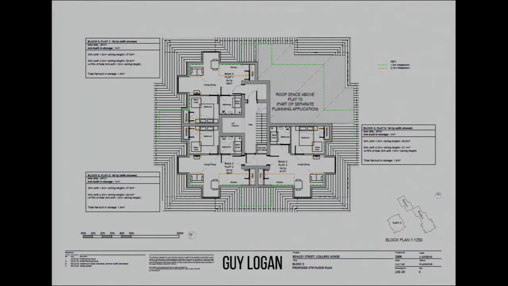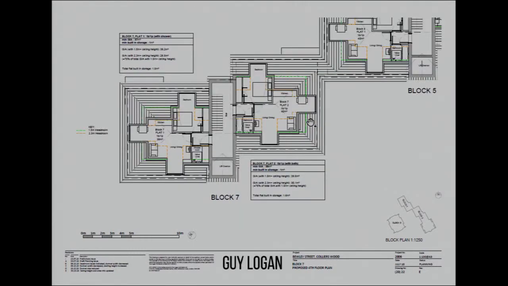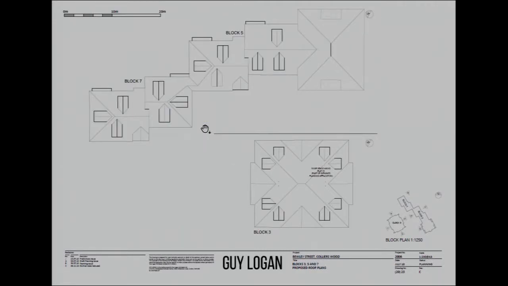So talking you through the plans, this is the proposed floor plan for above block 3, so for 3 flats. As I said, they're all 1-bedroom flats. You just see the bits jutting out, which is where the dormer windows are. So 3 1-bedroom flats there. 2 1-bedroom flats above block 5, and 2 above block 7. The roof plan just showing you the dormer windows from aerial view, and here.